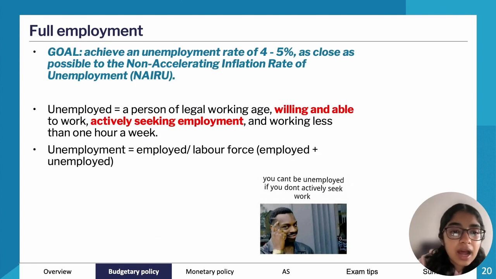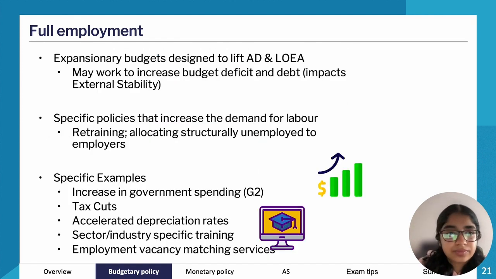Slide there, it should be unemployed divided by labor force, and the labor force is made up of employed plus unemployed people. Full employment, so our goal is to achieve an unemployment rate of 4 to 5%. So we don't want too much, we don't want too little.